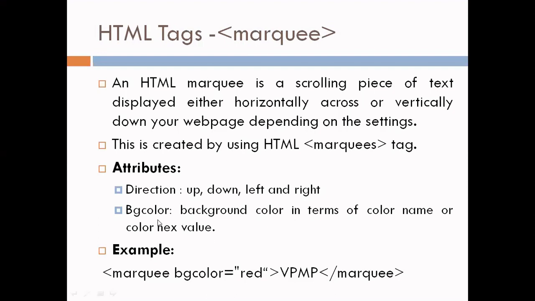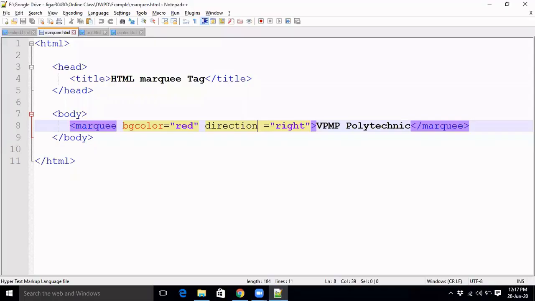Bgcolor. The bgcolor attribute is used to set a background color for scrolling text as well as for a scrolling image. Here the example is marquee, bgcolor is equal to red, then VPMP, then closing marquee. Now here I have not written a direction. So by default it will consider the direction of the text as left, and I have written bgcolor is equal to red. It means whenever the text VPMP is scrolling from right to left direction, it must contain a red background color.